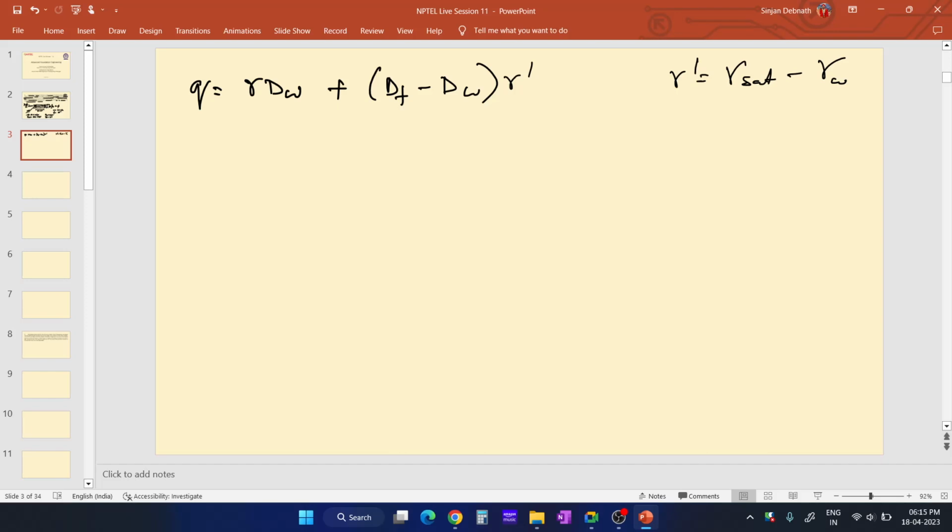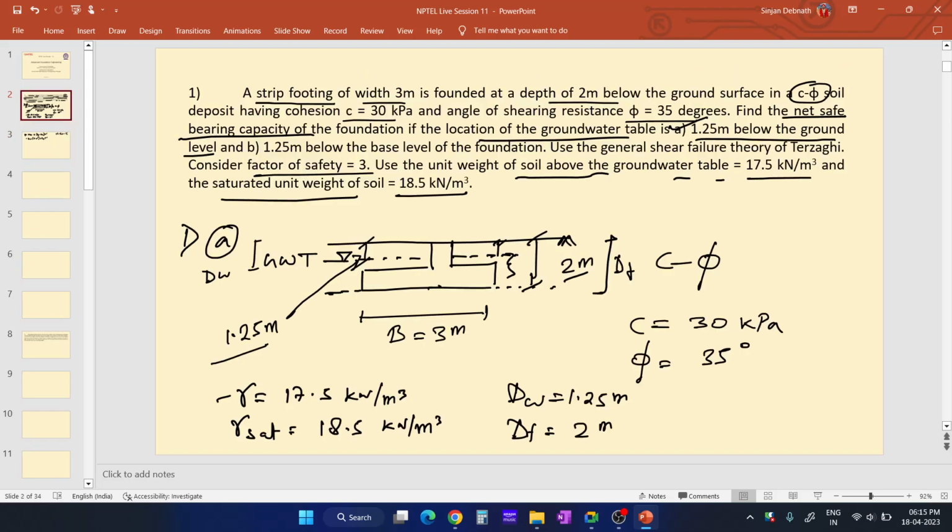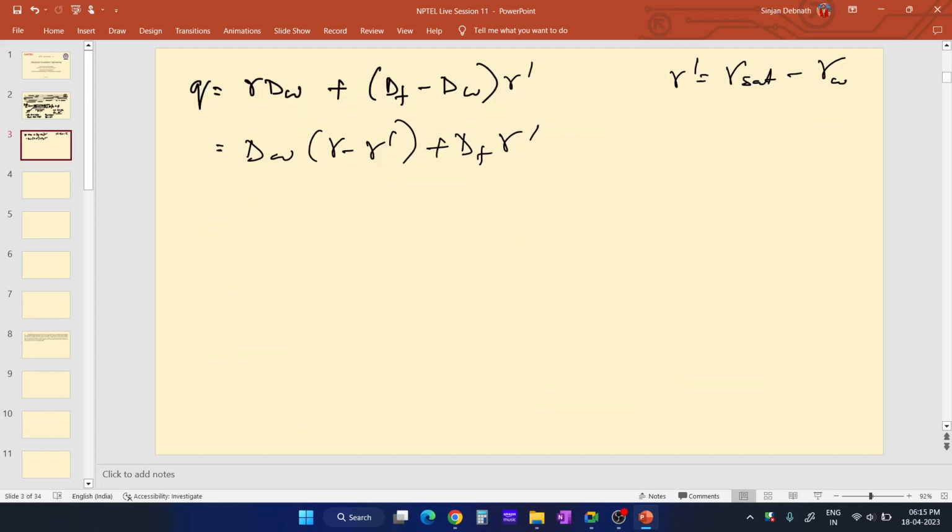Now this one we can also write like this: gamma minus gamma dash plus df gamma dash. Now I have been asked to find out the net safe bearing capacity. So what is the phi value? Phi value is 35 degrees, right?